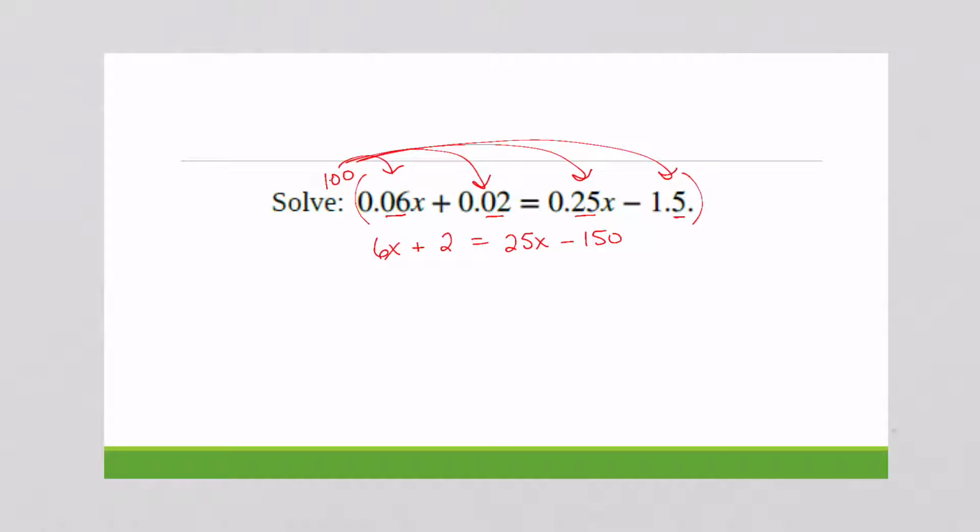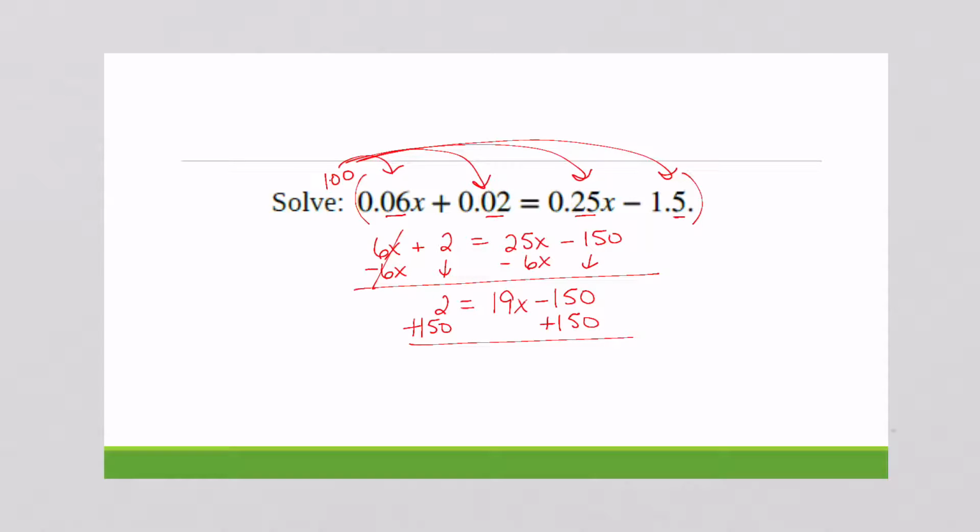And again, I'm going to take my smaller x and I'm going to move it to my larger x. So that created 0. This I'm bringing straight down. 25x minus 6x is 19x, and I'm bringing this straight down. Now I want to move everything away from the variable, so I'm going to add 150 to both sides to create 0. 2 plus 150 is 152 equals 19x.